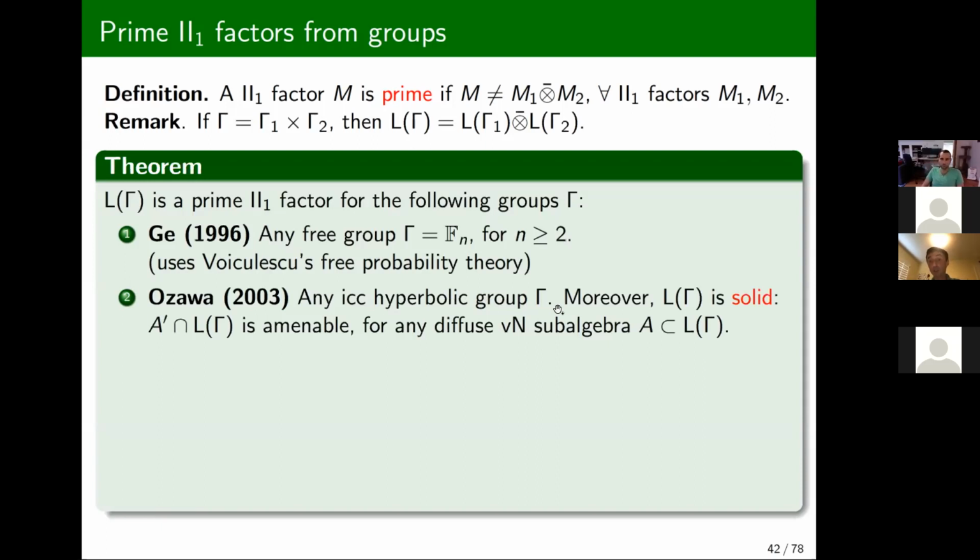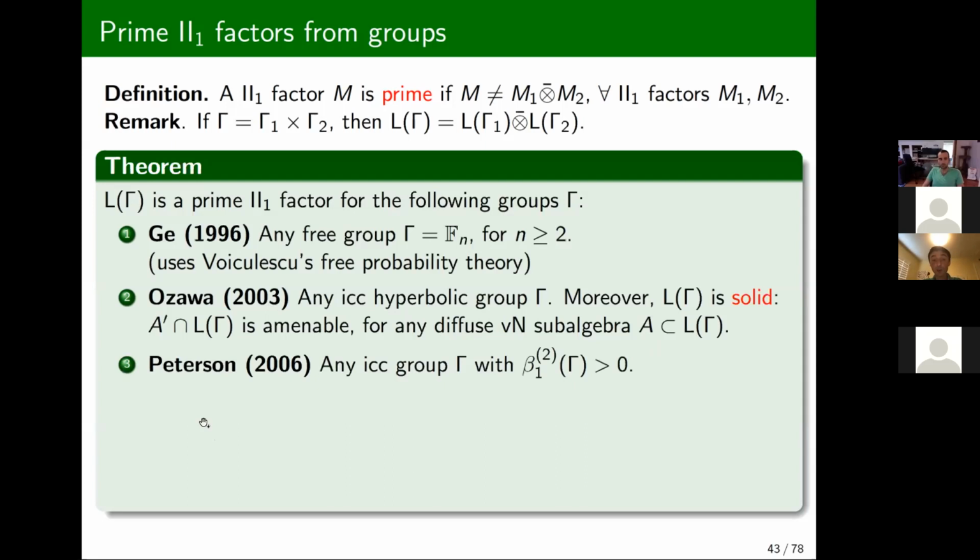But moreover, Ozawa proved that L of gamma is solid. So what this means is that for any diffuse von Neumann subalgebra A of L of gamma, diffuse here means that you do not have a finite dimensional part, the relative commutant of A in L of gamma is amenable. I haven't defined this, but amenable should be understood here as being small, being, well, approximately finite dimensional. So that's what Ozawa proved, and then a few years later, Peterson proved that the same holds.